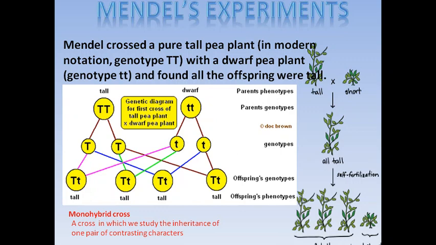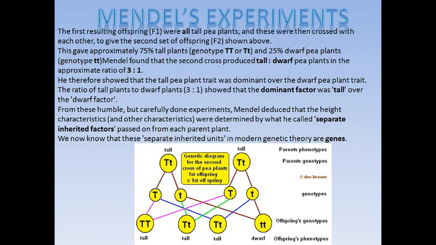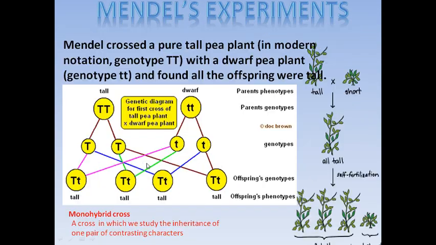So he was surprised. In modern terms, we consider this type of cross a monohybrid cross, because this is the cross in which we study the inheritance of one pair of contrasting characters. Okay, so let's see what happened next. Please remember the result: in the F1 generation, all the resultant offspring were tall.